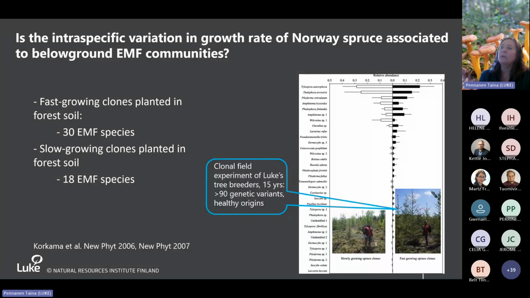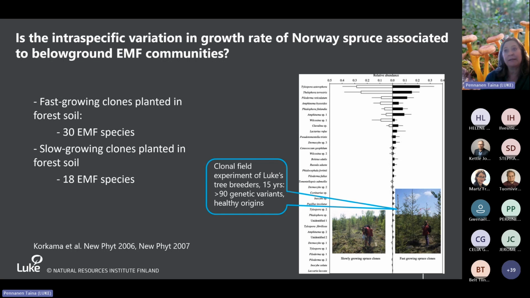They had a clonal field experiment with 15-year-old genetic variants, more than 90 of them, all healthy and well growing, but still they had double the growth differences in above-ground height growth. So they were classified as fast-growing and slowly growing ones. And the question was whether there can be similar differences in roots, and what is happening. Can it be due to the roots and below-ground aspects, because nothing is known about those?